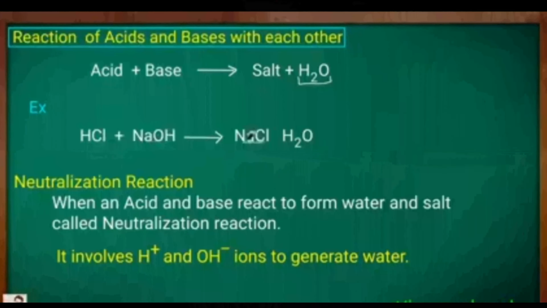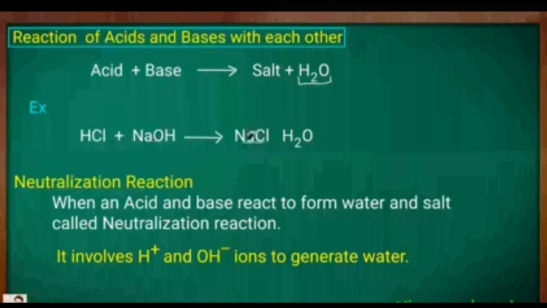Next, we come to the reaction of acid and bases with each other. That means, when acid reacts with base, what is the product? When acid reacts with base, then salt is formed along with water. Here you can see examples.